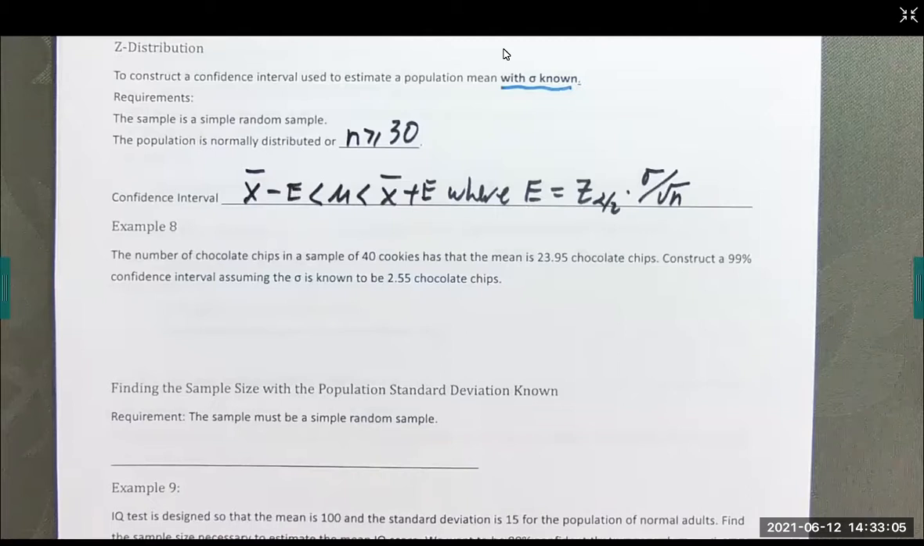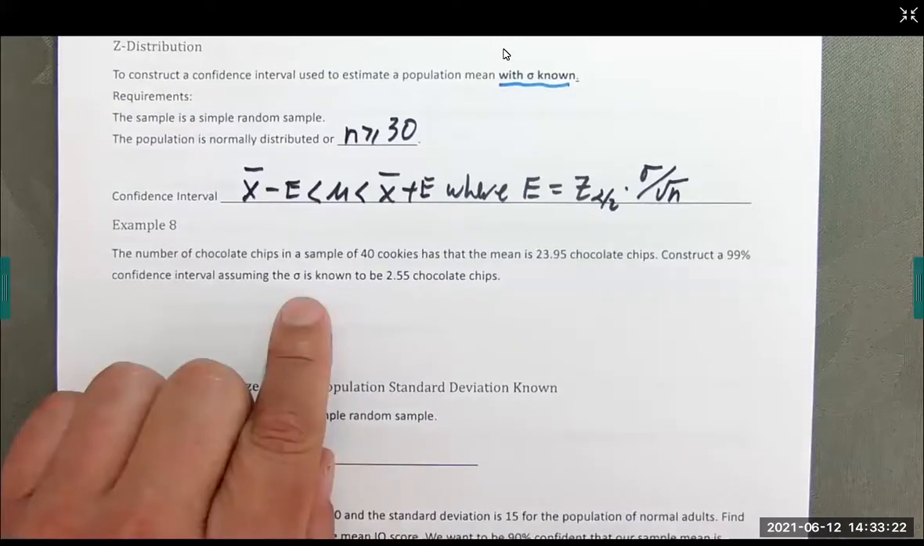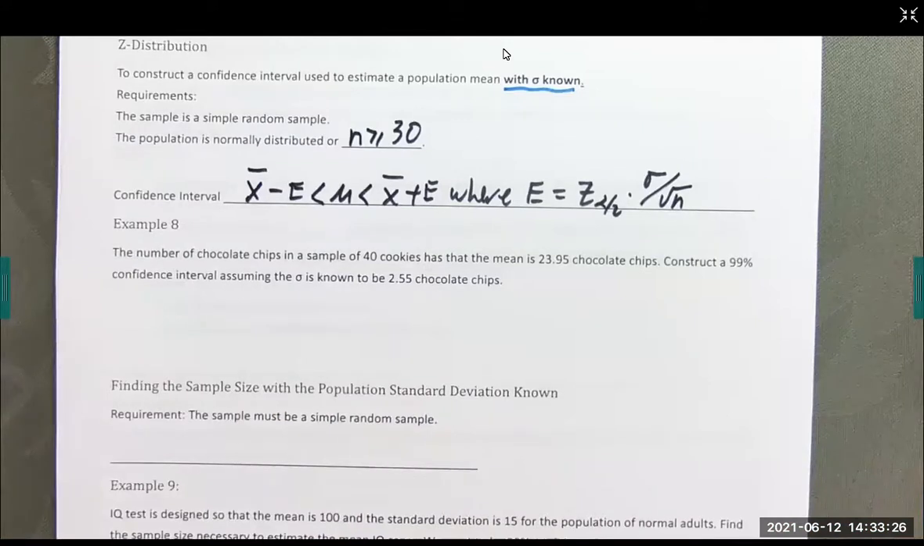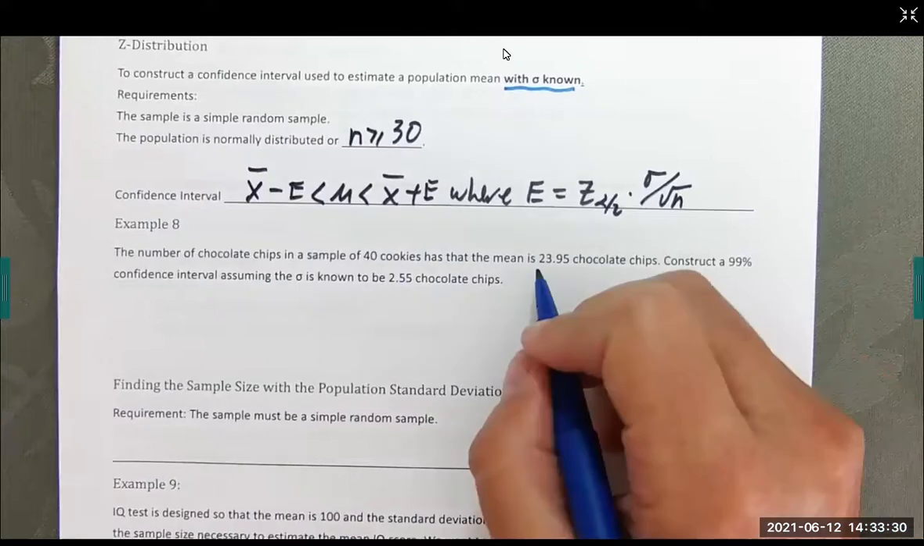So example 8. It says the number of chocolate chips in a sample of 40 cookies has a mean of 23.95 chocolate chips. Construct a 99% confidence interval, assuming sigma is known to be, so they literally tell us that sigma is known to be 2.55 chocolate chips. All right, good news. We also have a Z interval.